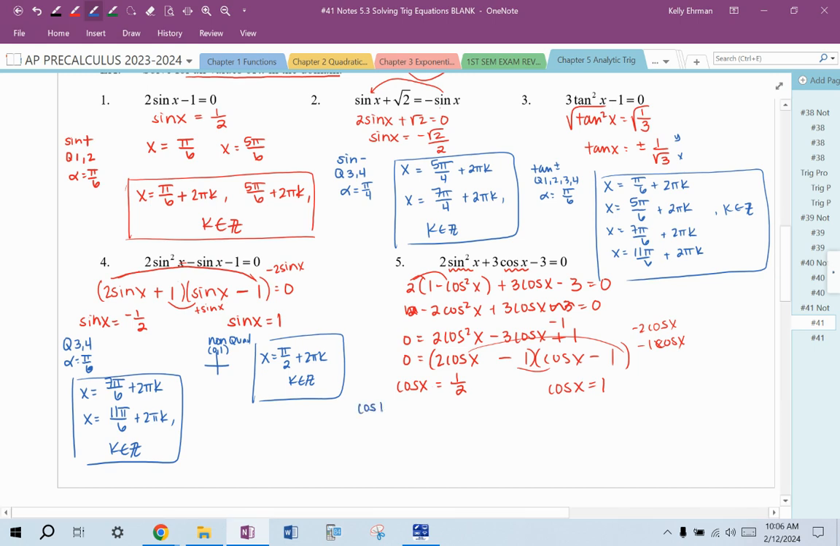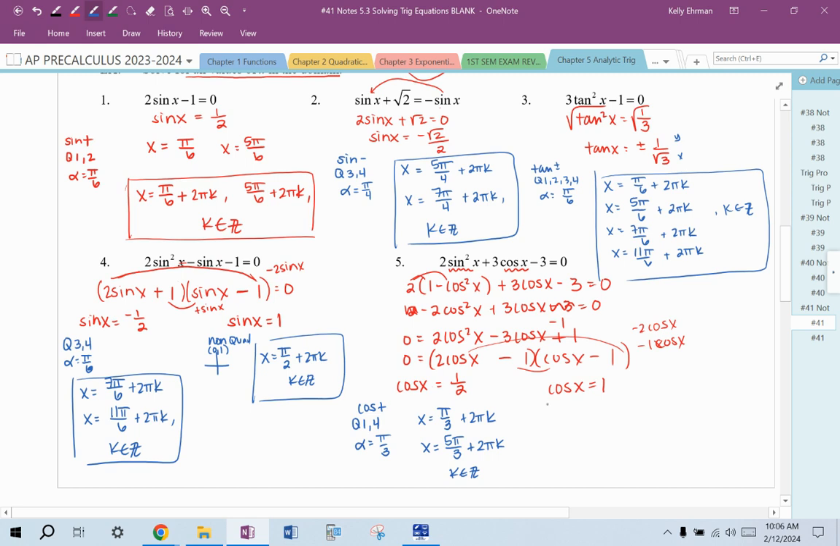Cosine is positive in quadrants 1 and 4, and the reference angle that makes cosine equal to 1/2 is pi over 3. So x equals pi over 3 plus 2 pi k, and x equals 5 pi over 3, that's the quadrant 4 angle, plus 2 pi k. K is an integer.